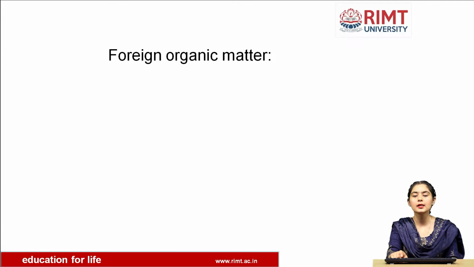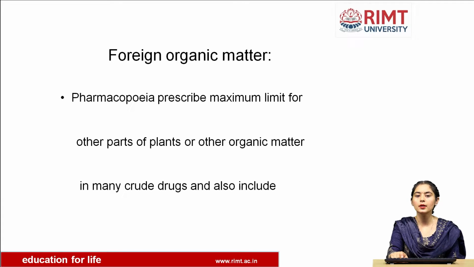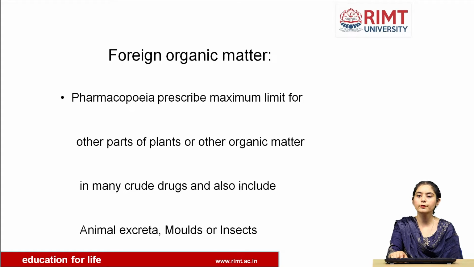Foreign organic matter, like heavy metals, can also be mixed into your crude drug and impair the quality and purity of the drug. So the pharmacopoeia has prescribed a maximum limit for other parts of the plant and other organic matter in the crude drug. If our drug stays within that limit, we can develop further drugs from it. But if our drug goes above the maximum limit, it is not suitable for further processing.